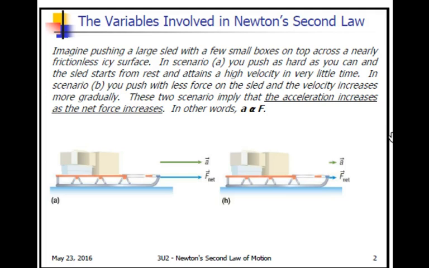So let's picture this using what's used on this slide here, where we have an image of some boxes on top of a sled which is on an icy surface to reduce friction. In the first scenario, you push as hard as you can, and the sled starts from rest and attains a high velocity in a very little time. In scenario B, you push with less force on the sled, and the velocity increases more gradually.